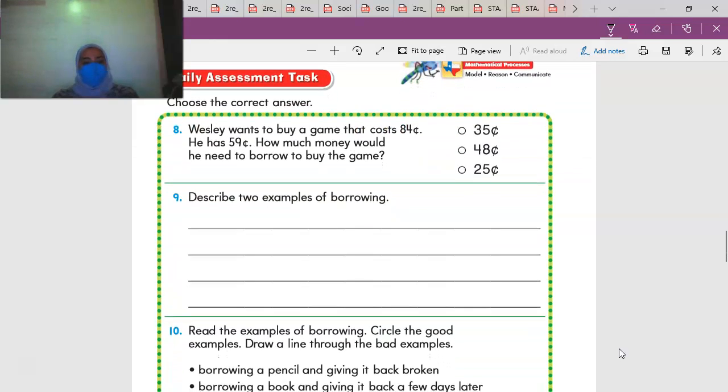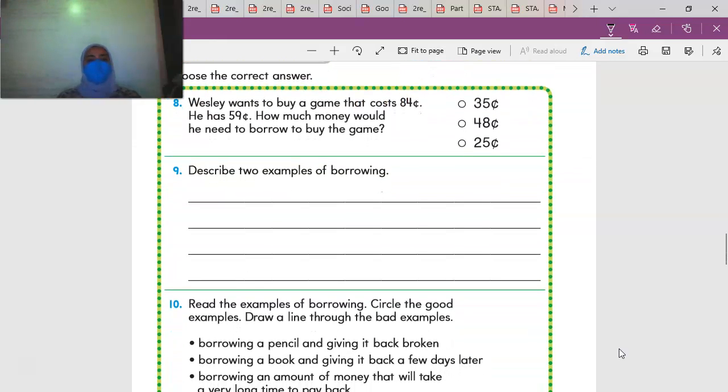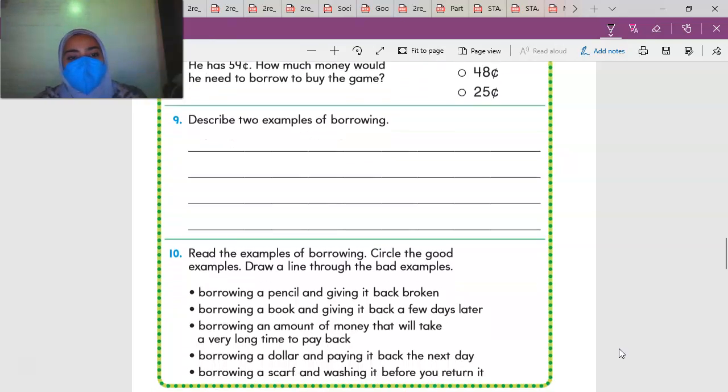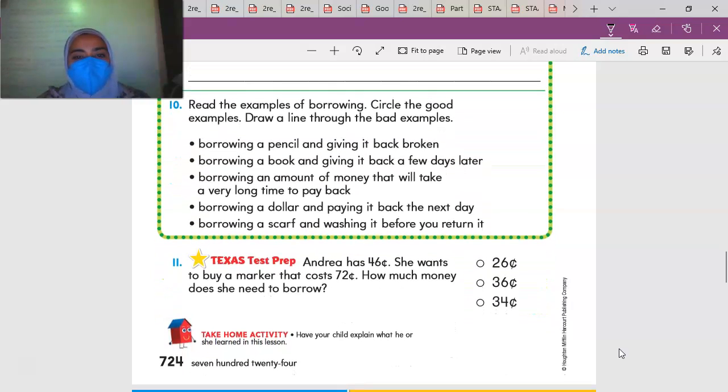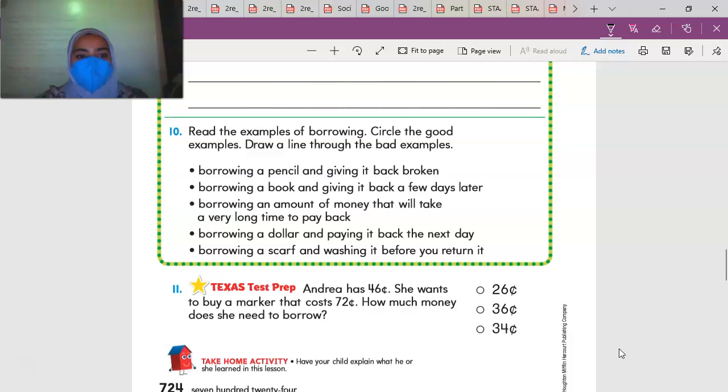All right. Let's see. Wesley wants to buy a game. That's easy. You're going to do that on your own. Number 9, describe 2 examples of borrowing. On number 9, you're going to tell me 2 times that you borrowed something. Number 10, it says read the example of borrowing. Circle the good examples. Draw a line through the bad examples. Let's do that one together.